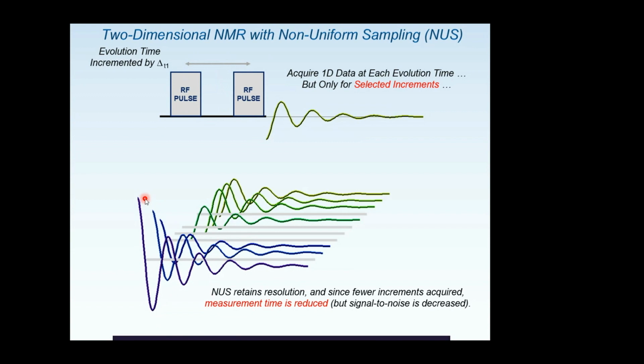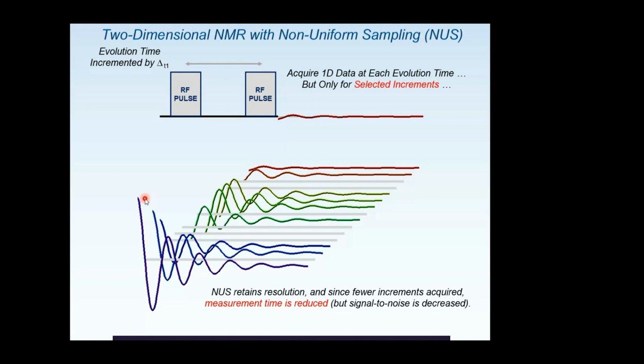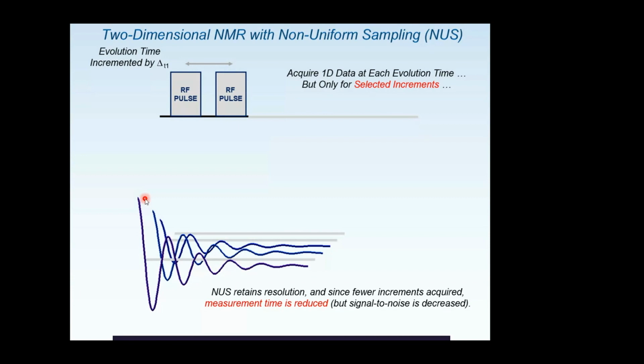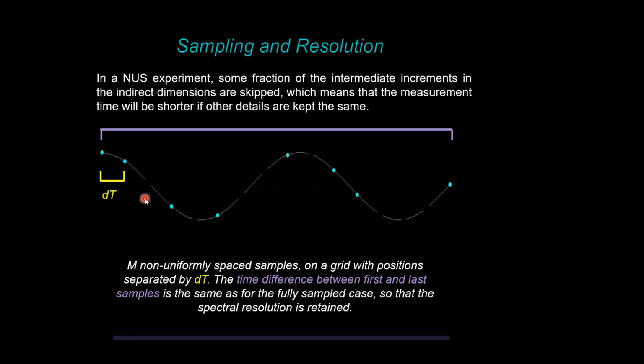And since there are fewer one-dimensional measurements, the overall experiment time will be less than if we had sampled and recorded every possible 1D experiment in the fully sampled data. So what we have now is the same kind of circumstance that we saw before. The maximum resolution that's achievable still depends on this time duration, the distance between the first acquired point and the last acquired point. But now the measurement time is less because we've acquired fewer points in that duration. So we retained the maximum resolution that can be achieved, but we've reduced the measurement time.